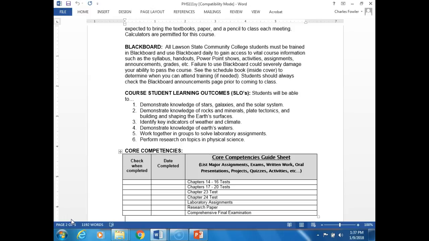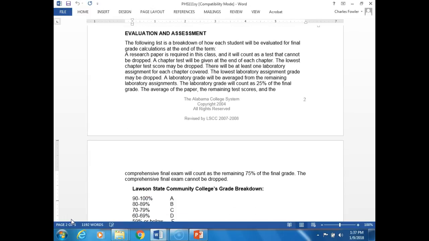Okay, so that's how we're going to measure. How are we going to evaluate? How will I evaluate what you did on that? And they always start this with this sentence, which I find is just redundant, but they have it in there. Research paper is required in the class. Notice the verb required. It will count as a test that cannot be dropped. It's required. Okay? So, do your research paper. And again, it's not any huge thing. Just do it. Okay?